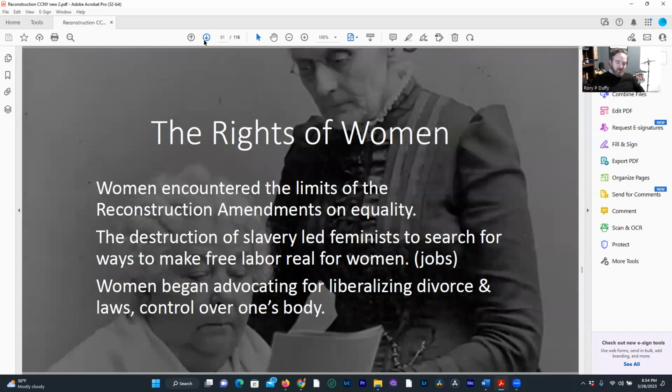We do see the rights of women. Women encounter the limits of Reconstruction amendments on equality. The destruction of slavery will lead to Susan B. Anthony and other women's leaders to start the suffrage movement. Women began advocating for liberalizing divorce laws and control over one's body.